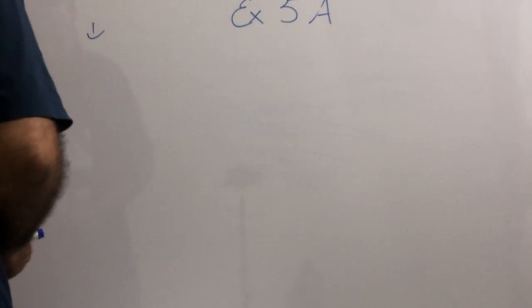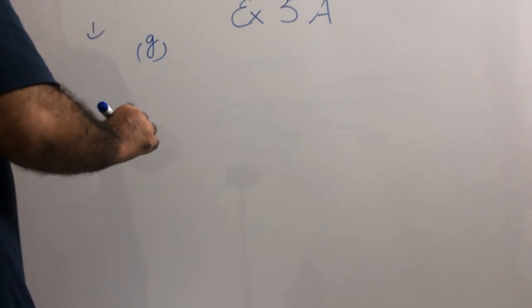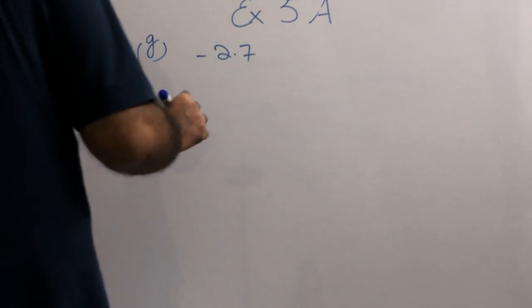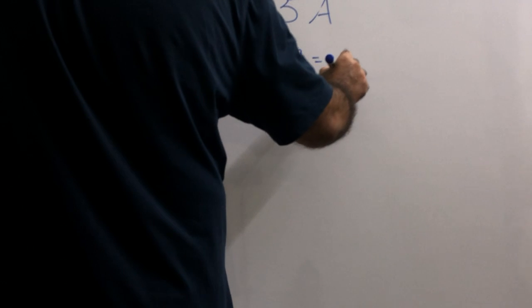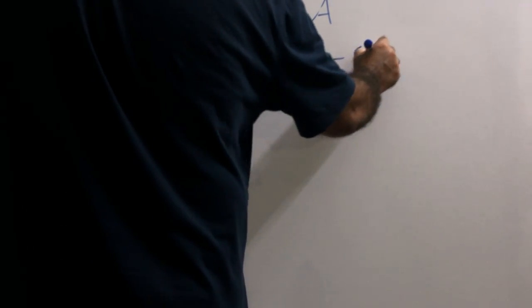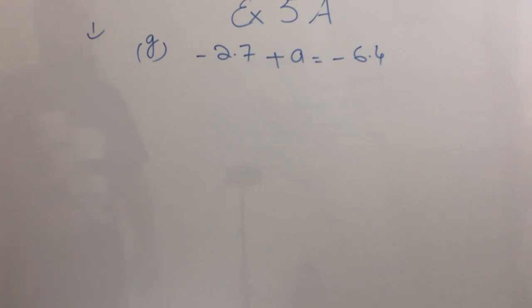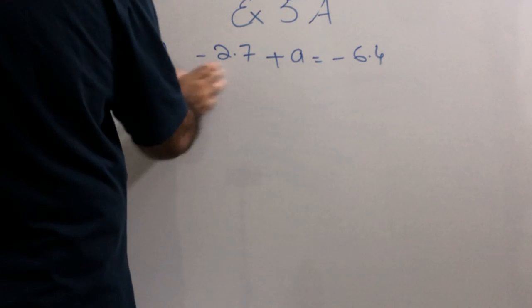Now we'll be doing part G, the last part of question number 1: minus 2.7 plus a is equal to minus 6.4. Here we need the value of a, so we see that this is extra on the left side.